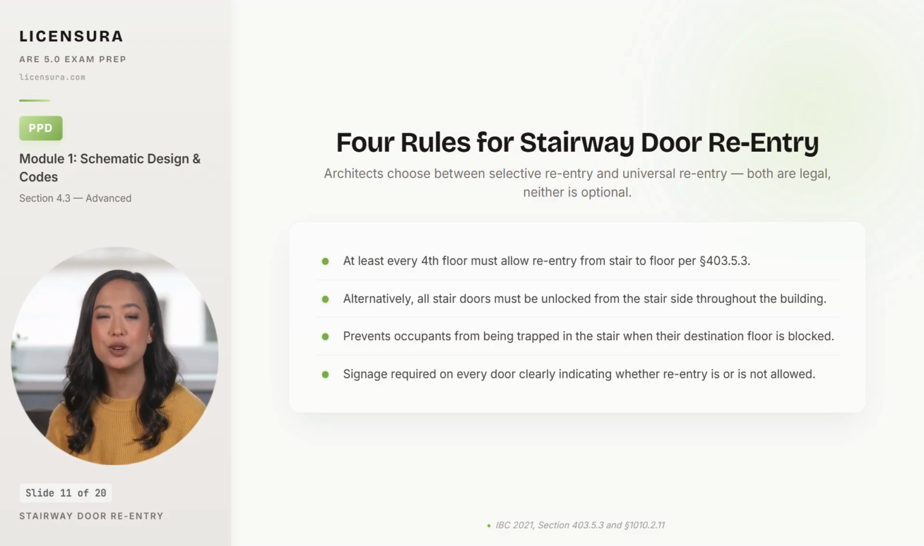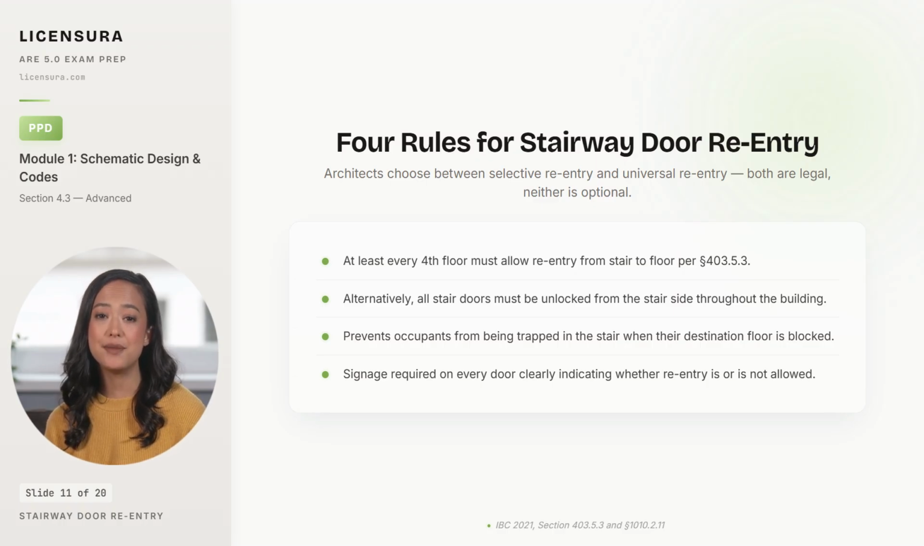Third, the reason behind the rule. If an evacuating occupant enters the stair and discovers their destination floor is blocked by fire or smoke, they cannot be trapped in the shaft. They need a way back into a different floor. Older buildings without re-entry rules killed people during high-rise fires because evacuees could not exit the stair on any floor and got caught between smoke layers. Fourth, signage. Every door must carry clear text indicating whether re-entry from the stair is allowed on that floor, and signage failures are one of the most common stairside inspection citations.